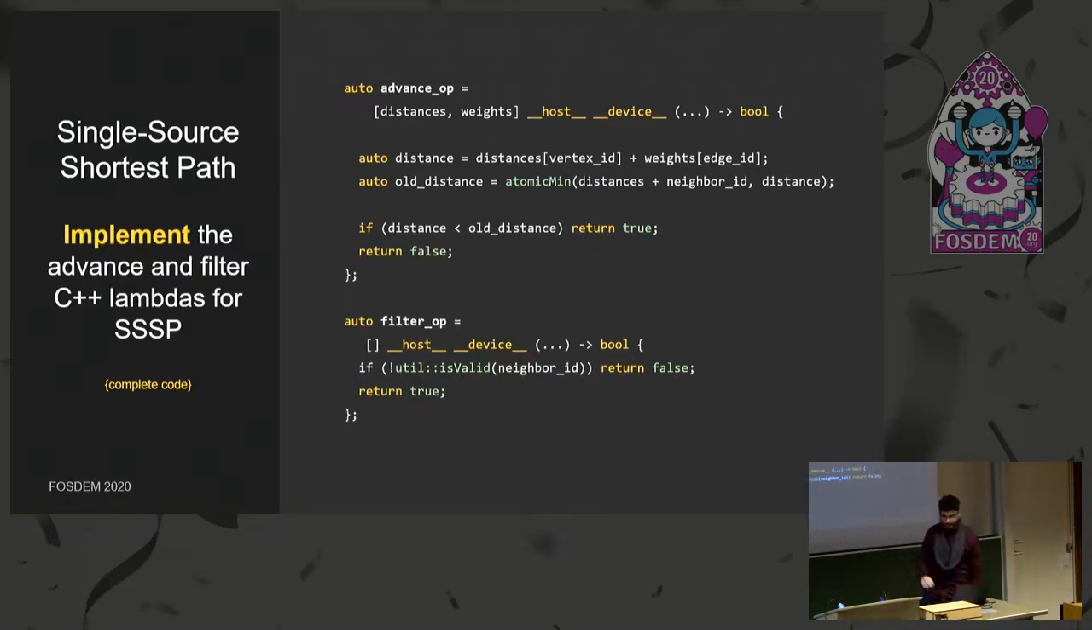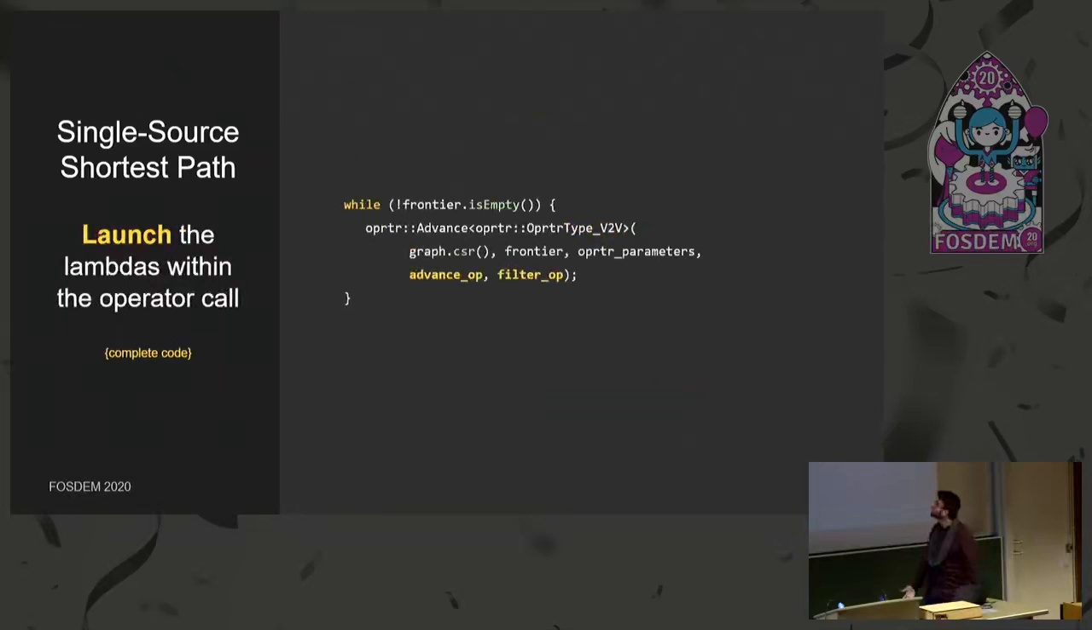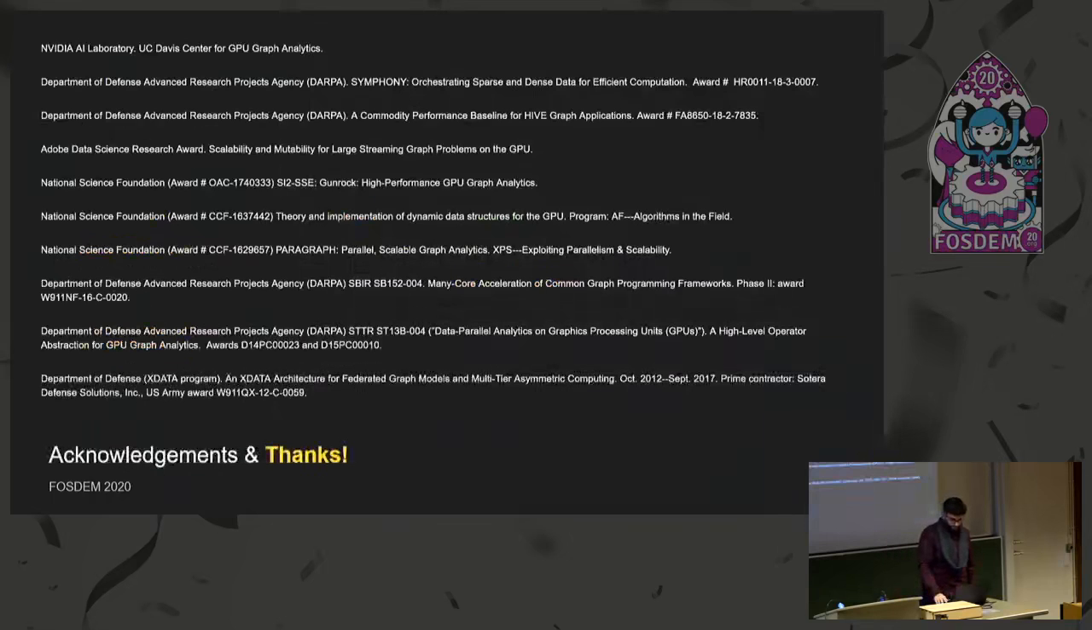Once you have written the lambdas down, once you have actually expressed your algorithm, you launch it. And this is just a while loop: while the frontier is not empty, keep running the advance operator with the advance operator lambda and the filter operator lambda. So you provide the lambdas and you keep running it until the algorithm converges, until the frontier is empty. And that's basically all I have.